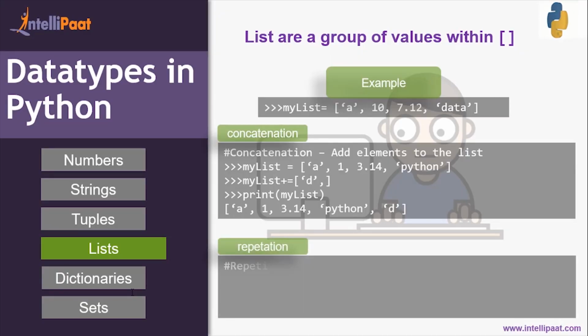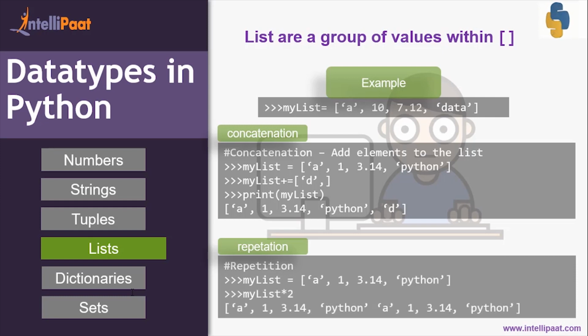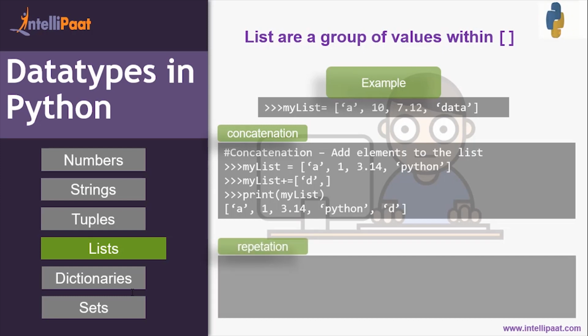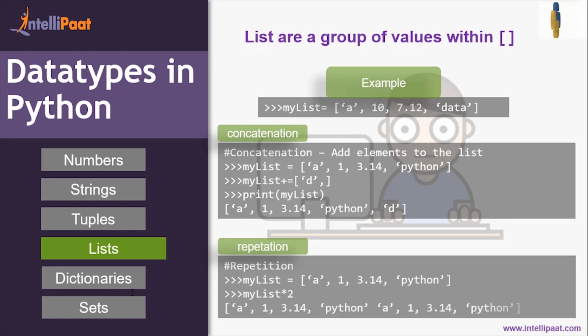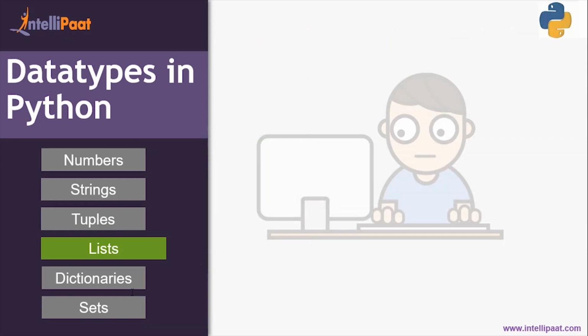Next is repetition. Repetition is again the same as in tuple. It is used to duplicate your list n number of times. It is used to multiply your list by n number of times. For example, my list into 2 would duplicate your list, with each element appearing twice in the list.